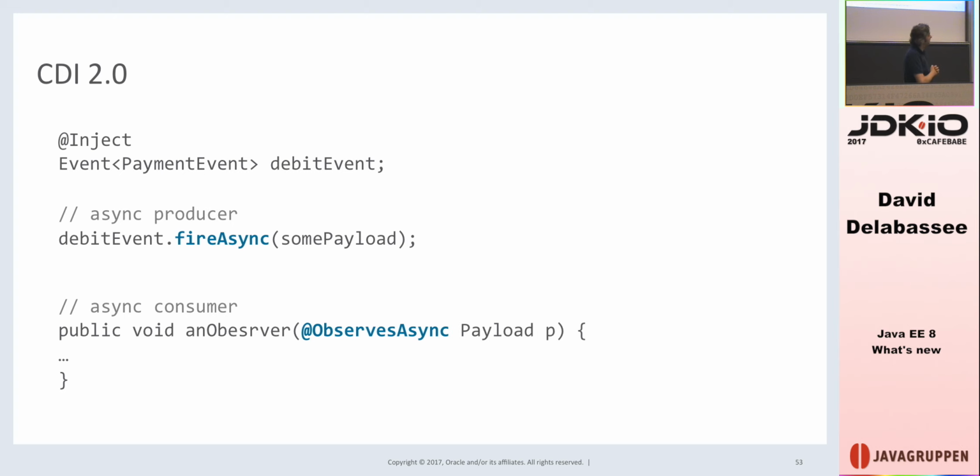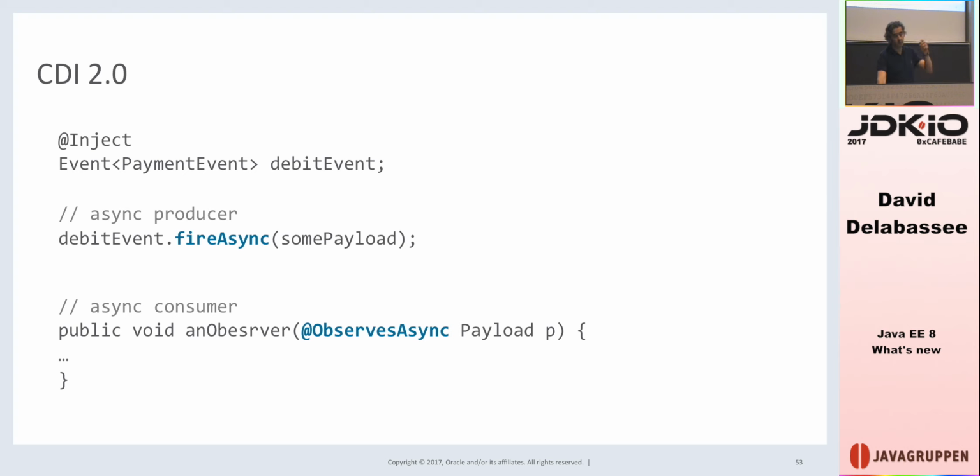And on the consuming side, we have this new annotation @ObservesAsync to specify to the CDI container that this is an asynchronous observer. And I believe that we cannot mix sync and async observer, right? Okay, that has been removed, no? Because at some point there was discussion. So this is just an async observer, and that means that it can't be a synchronous observer. Okay, cool. So this is CDI 2.0.